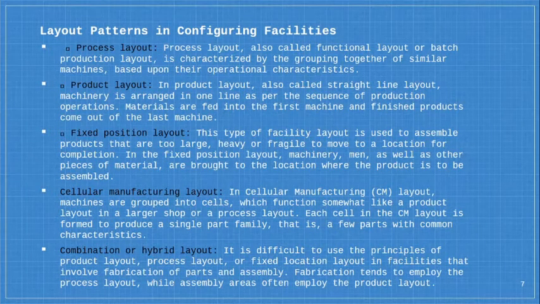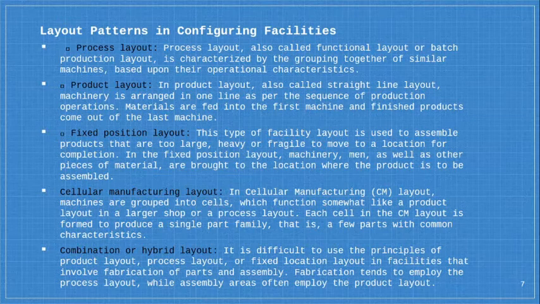Layout patterns in configuring facilities. Process layout is also called functional layout or batch production layout. It is characterized by the grouping together of similar machines based on their operational characteristics. This means machines should not be far apart. For example, at McDo, the Sundae station has the blender for the Oreo mix beside it, near where they make Coke floats, and it is also close to the ice cream.